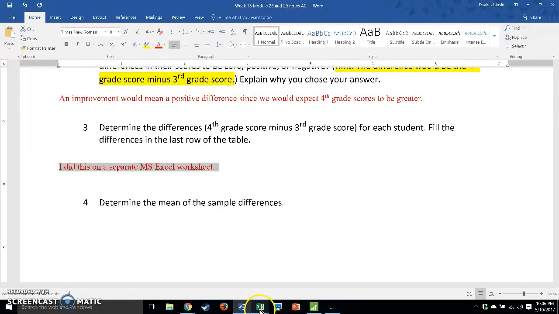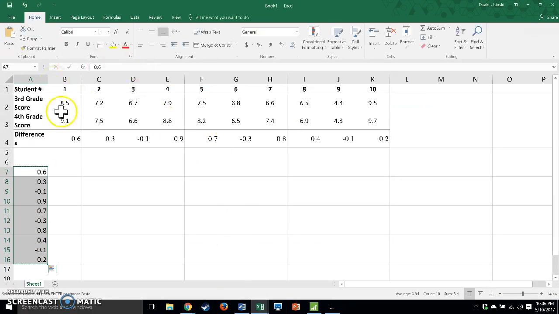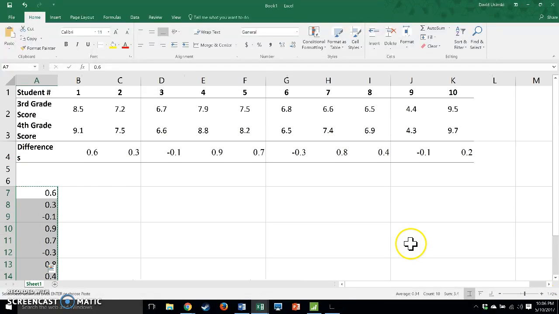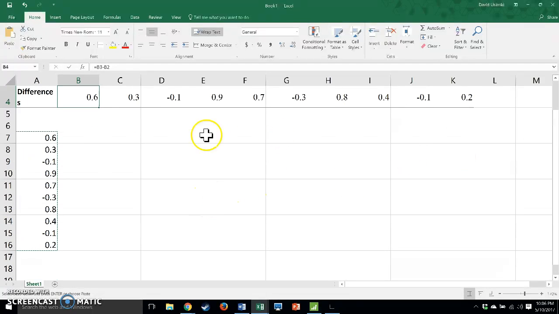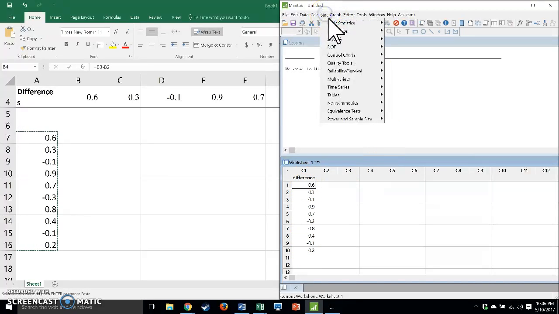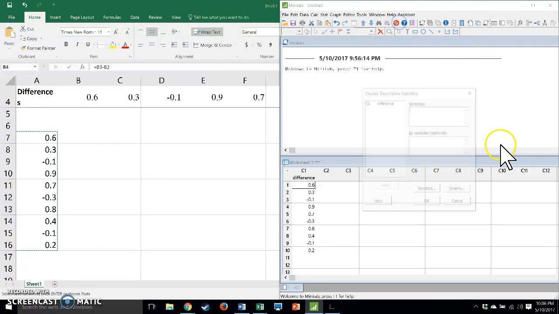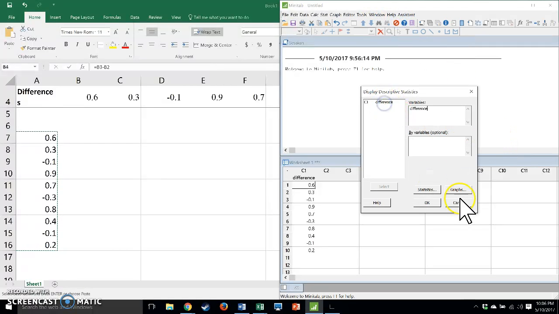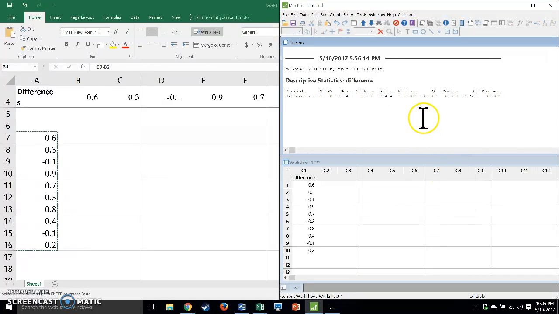Here are my differences. I copied and pasted this into Excel, and then I did a formula to subtract fourth grade minus third grade. And here are all the scores from this example. Then I pasted them here so that I had a vertical sample so that I could move them over into Minitab. And here's their difference in Minitab. Now I'm going to run stats, basic stats, display descriptive statistics. I am going to double click on difference and click OK.